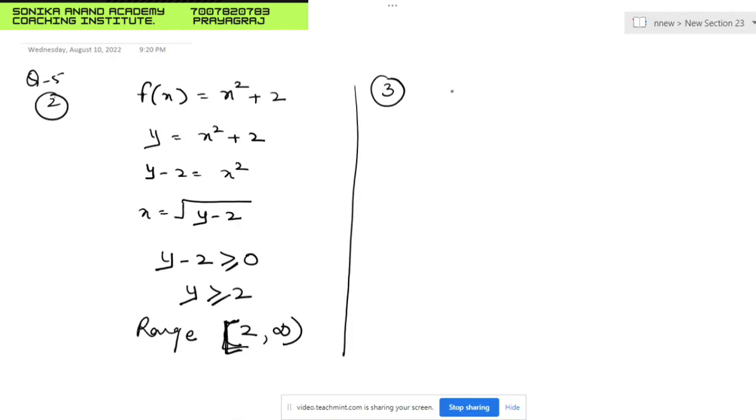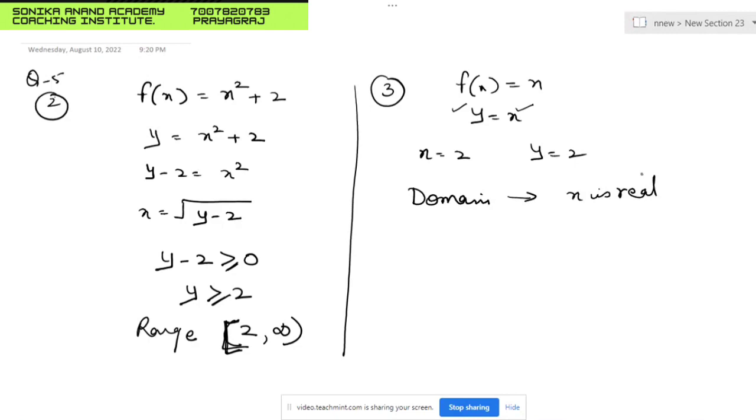Third one. Now f(x) is equal to x. So y is equal to x. That means the value of y is equal to x, both the values are same. Clear? That means if we give the value of x as 2, we get the value of y as 2. Same values. So now what is the domain? It is given in the question that x is a real number. Clear? That means the domain belongs to the real numbers, so all the range also belongs to the real numbers.